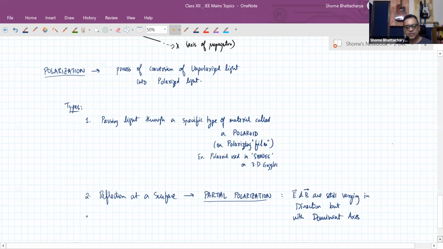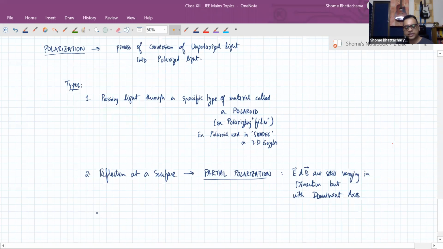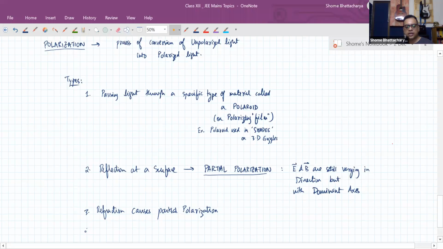Similarly, polarization also happens, but partial polarization, during refraction. Refraction also causes partial polarization, and that too, different types of materials create different amounts of polarization. Okay. And also scattering of light causes polarization.